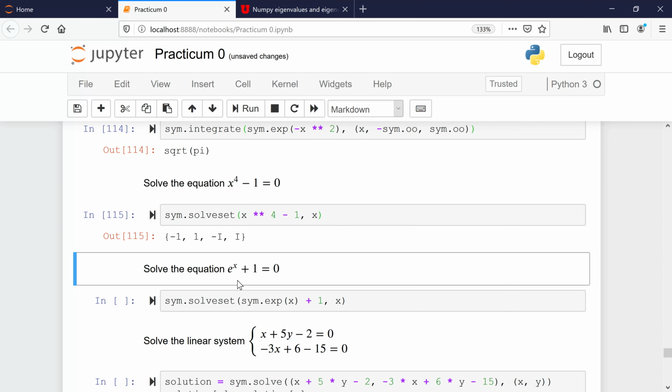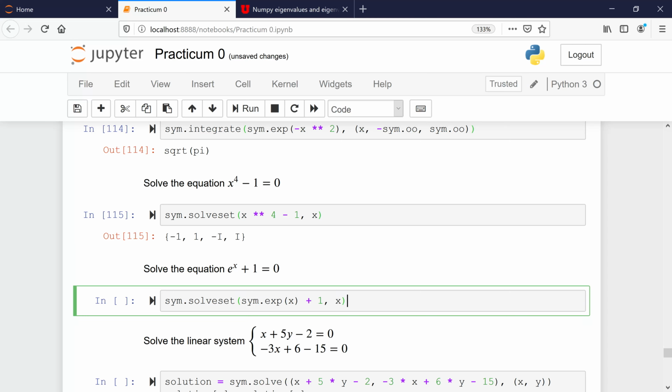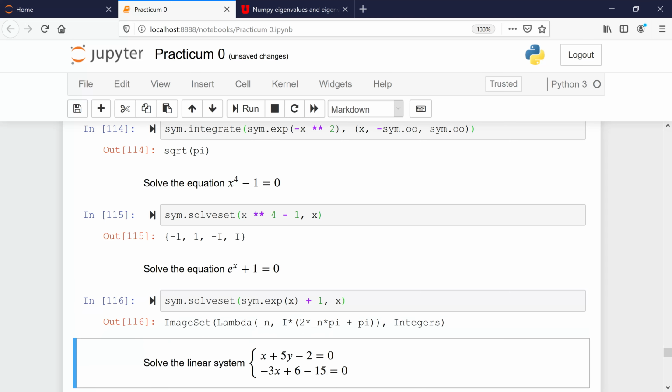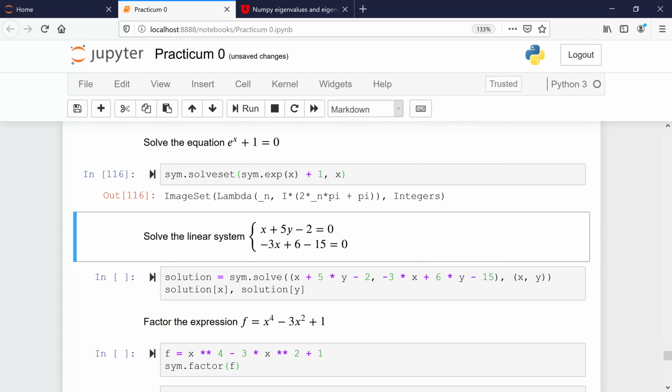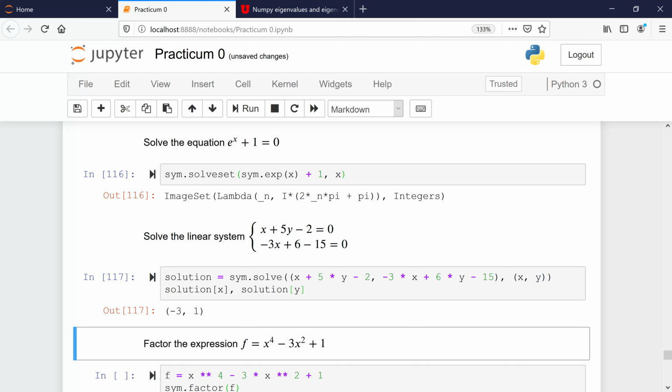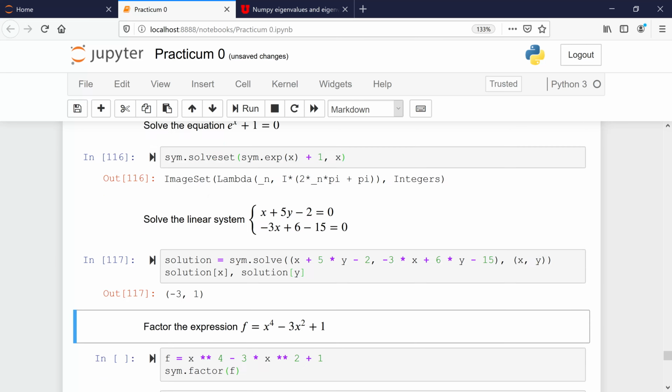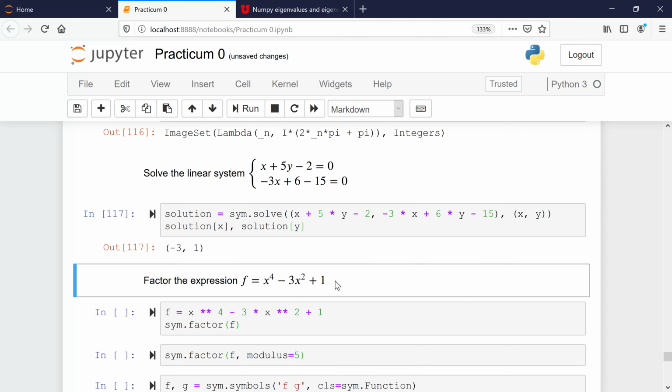Okay. What if we solve the equation e to the x plus 1 equals 0? This has infinitely many complex roots. So it's a set. It's pi plus 2n pi times i, where n varies in the integers. We can solve linear systems very easily. Okay, we can factor polynomials if you like.